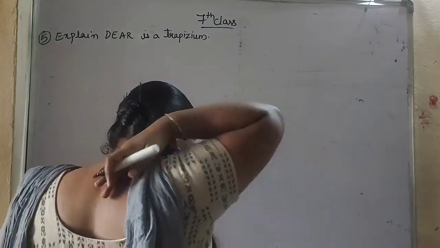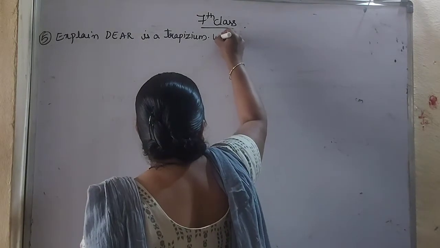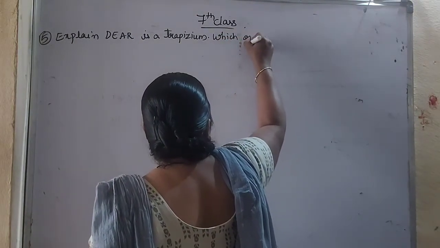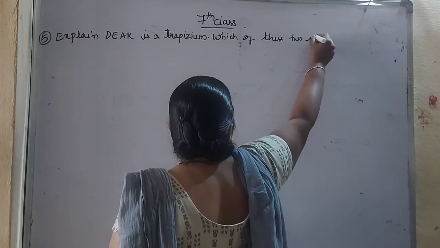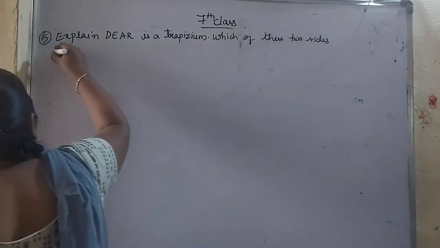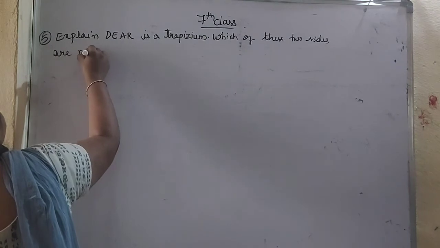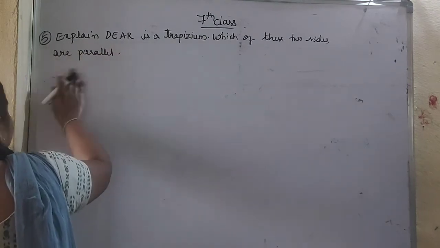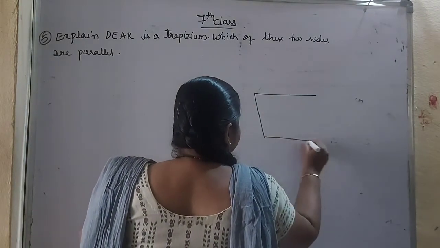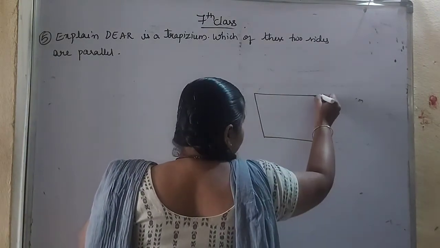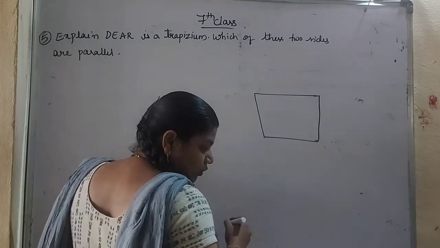Which of these two sides are parallel? They have given the trapezium figure like this. So which sides are parallel, we have to find.